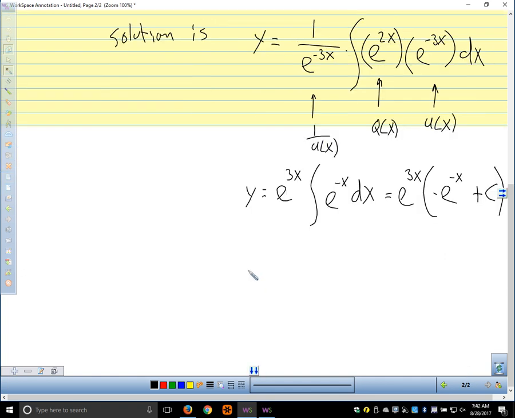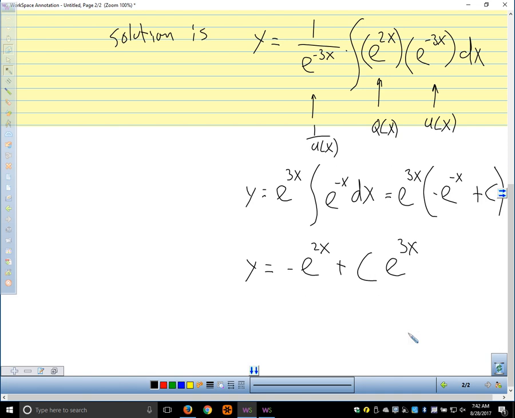So the general solution to that differential equation, when I multiply this out, is y equals minus e to the 2x plus c e to the 3x. That's my general solution. This constant of integration would then be determined by some initial condition on your differential equation. When x equals 0, y equals something. And that would give you your constant of integration.